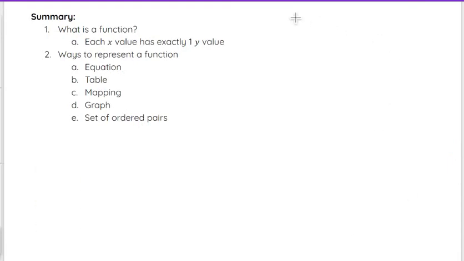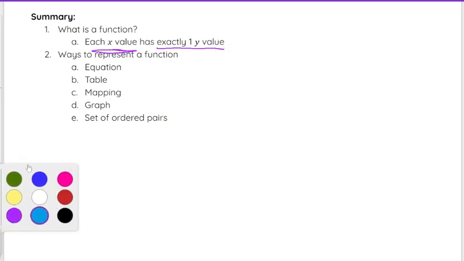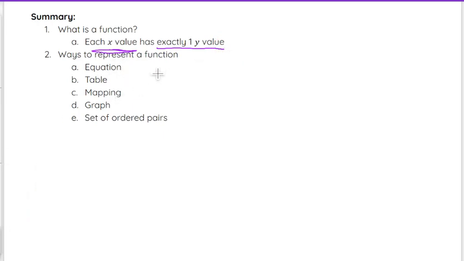So the key thing to get out of this is when we are looking at a function, each x value has exactly one y value, no more than that. The ways to represent a function, we talked about equations, tables, mappings, graphs, and sets of ordered pairs. So coming up, we'll talk a little bit more about linear functions specifically, but a function in general, again, key thing is that each x value has exactly one y value.